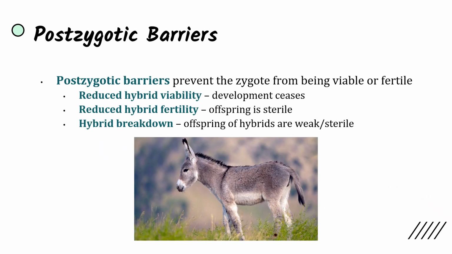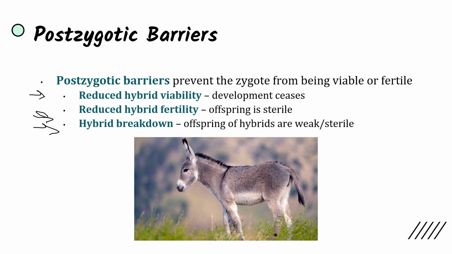And now we're going to discuss postzygotic barriers. These are barriers that happen after a zygote has been formed that still prevent the zygote from being viable, so maturing or being fertile, meaning it can have its own offspring. So we have reduced hybrid viability, where development is going to cease and the hybrid cannot mature. We have reduced hybrid fertility, where the offspring is sterile, and so the hybrid is unable to have children. And then we have hybrid breakdown, where the offspring of hybrids are weak and sterile.